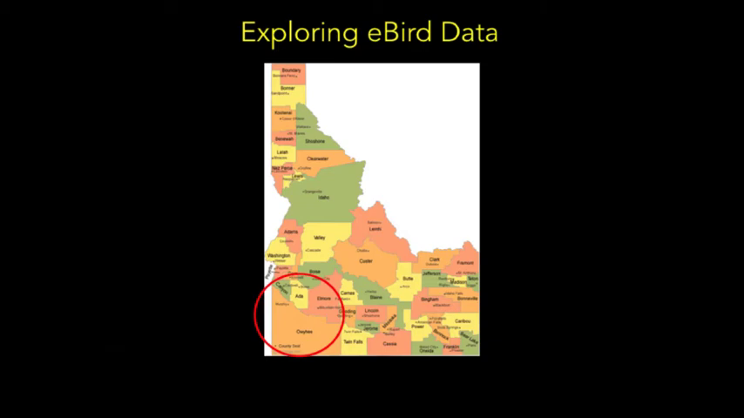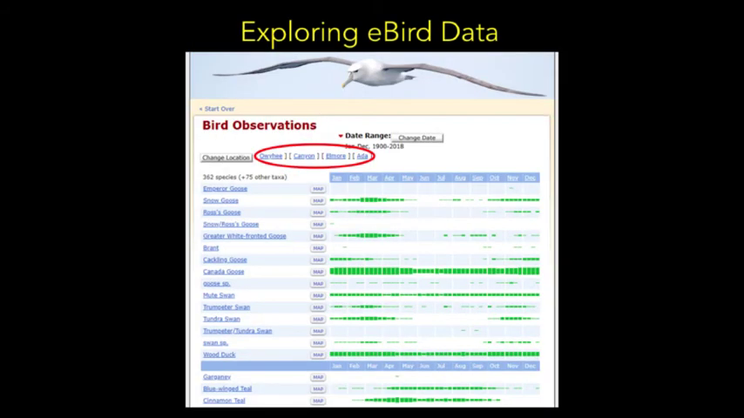Canyon, Ada, Elmore, and Owyhee counties. So I go ahead and click on those counties. And then what eBird gives you is a list of birds that have been seen, again, over the whole history of eBird for these 4 counties. And here they are.